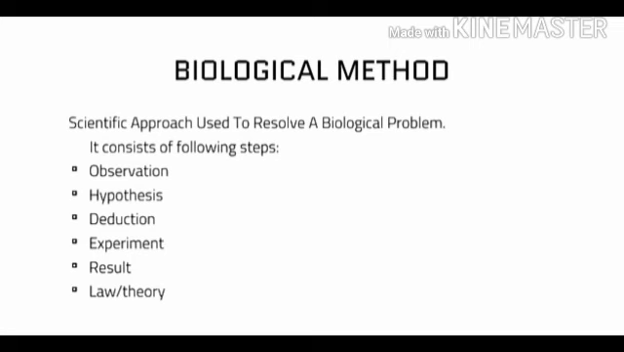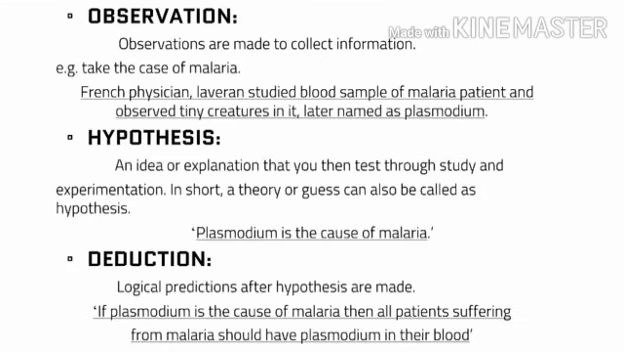Number 1, observation. What is it? Observations are made to collect relevant information. For example, malaria was greatest killer disease. It was common in marshy places. A French physician, Laveran, studied the blood of malaria patient under a microscope and observed tiny creature Plasmodium in blood.